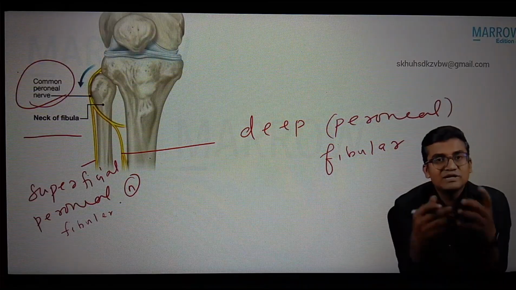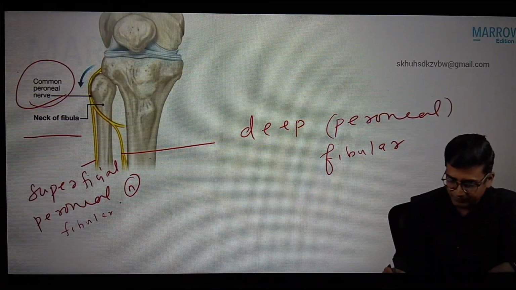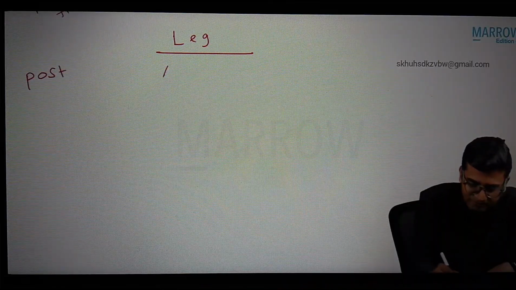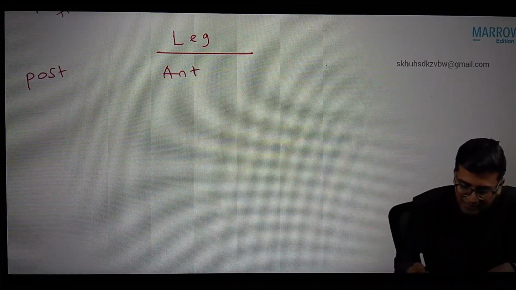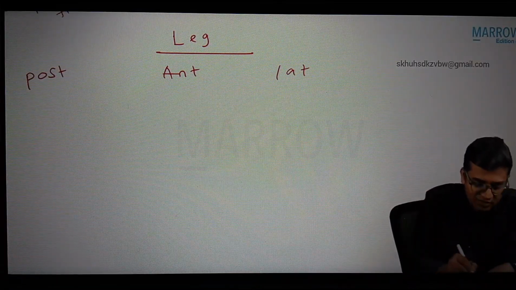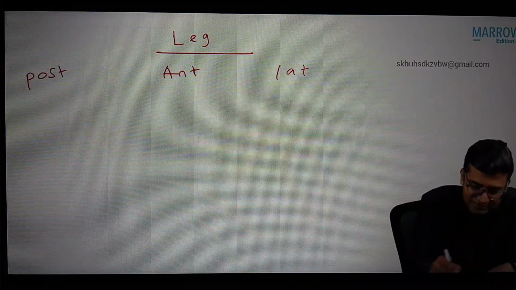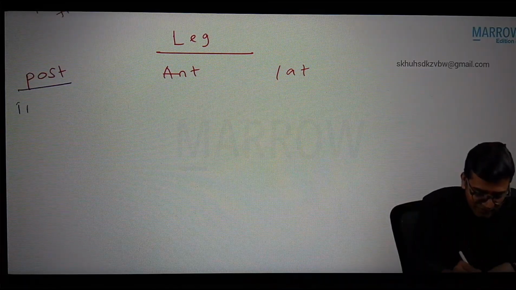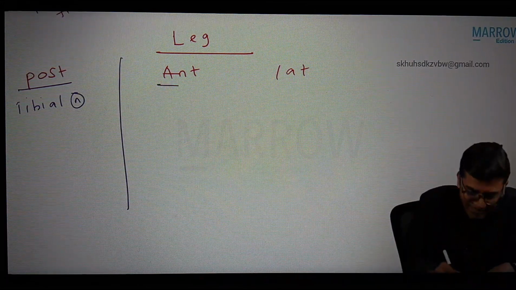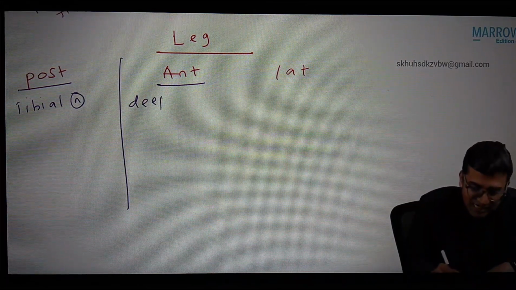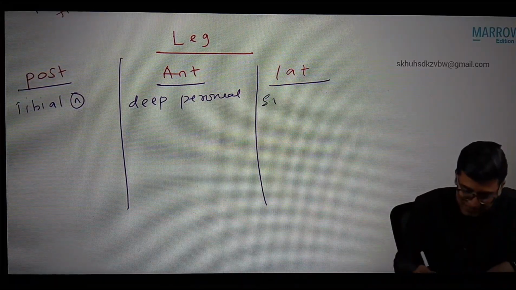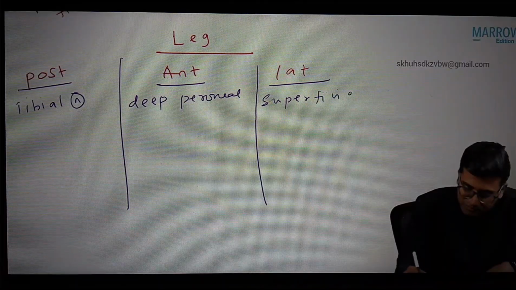So in the leg, we have three compartments: posterior compartment of the leg, anterior compartment of the leg, and lateral compartment of the leg. Each compartment has its own nerve supply. For the posterior compartment of the leg, the nerve is the tibial nerve. For the anterior compartment of the leg, the nerve is the deep peroneal nerve. And for the lateral compartment of the leg, the nerve is the superficial peroneal nerve.